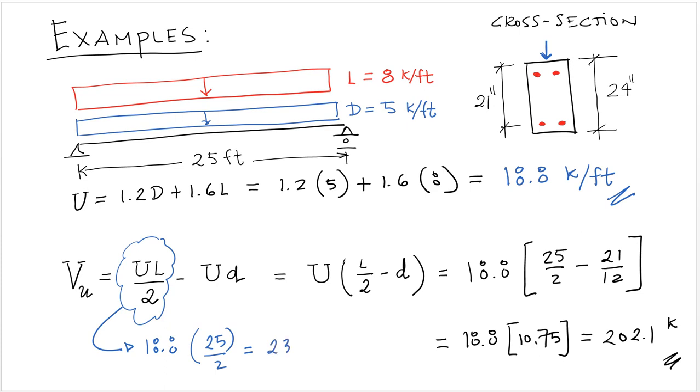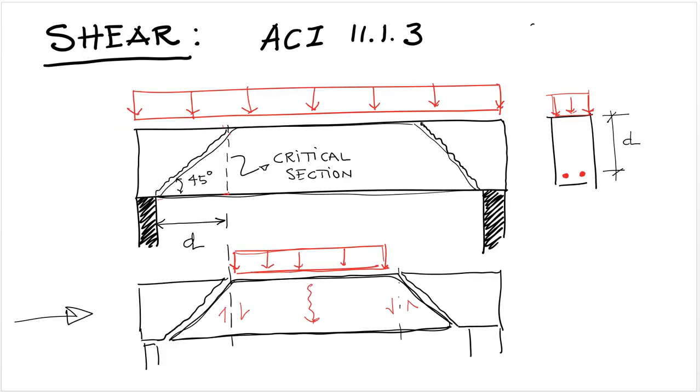Which is 235 kips. So there is a significant reduction, which is not trivial, it's about 14% reduction. So that's significant. So we're able to design for a smaller shear force because the critical section is at a distance d away from the support, just like it's shown in this case right here.